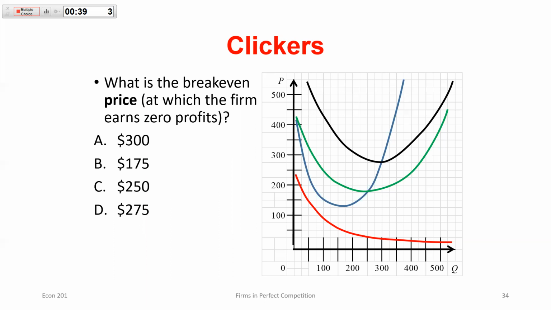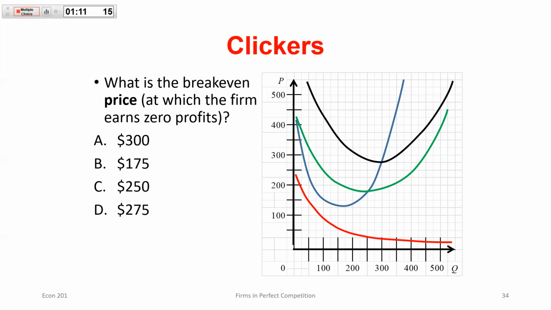Which one do I know has to represent my average total costs? The black line, right? Average total is my average variable plus my average fixed costs. And then this red line would represent our average fixed costs. Okay? So that blue line is marginal cost, that black line is average total, and the green line is average variable. So if I'm looking for the break-even price where profits are equal to 0, what would that price be?